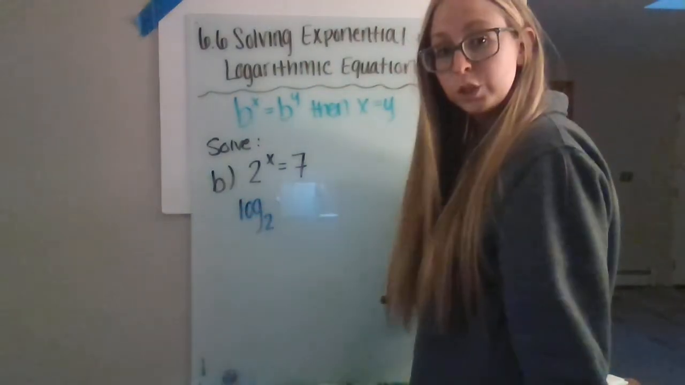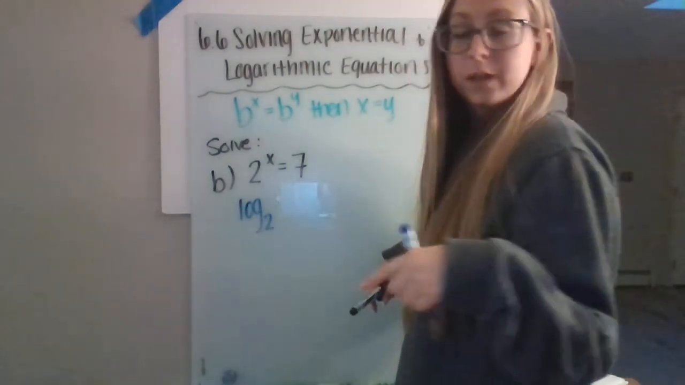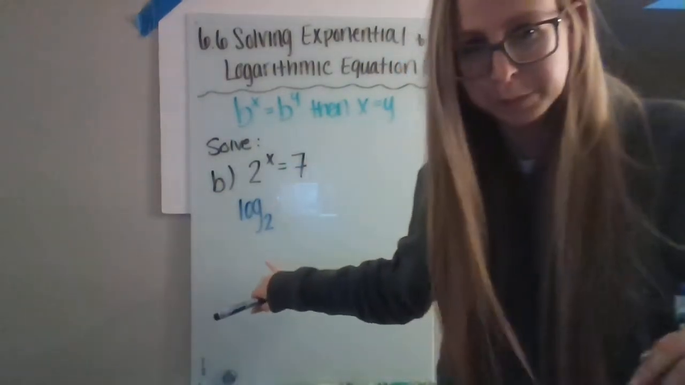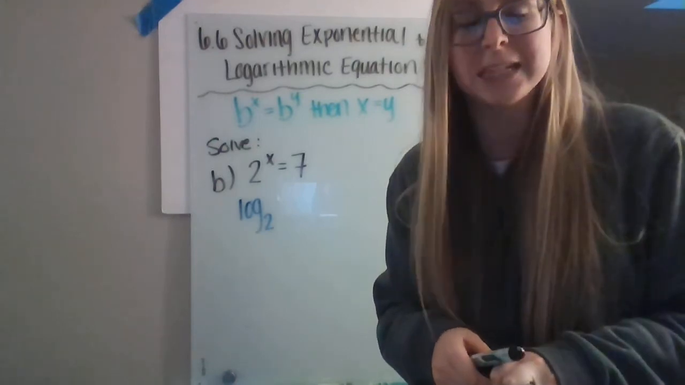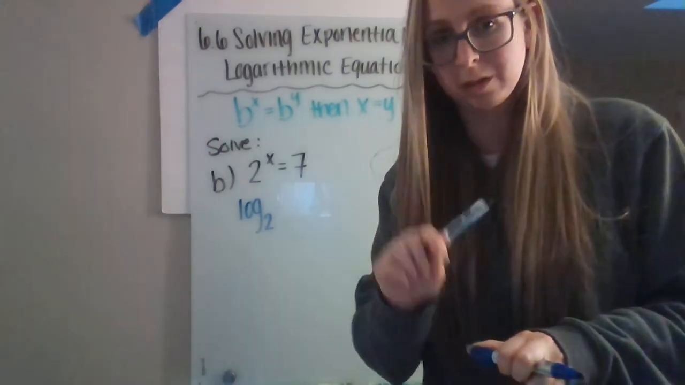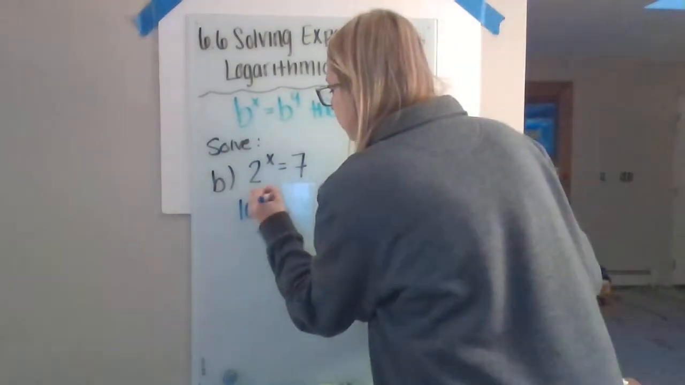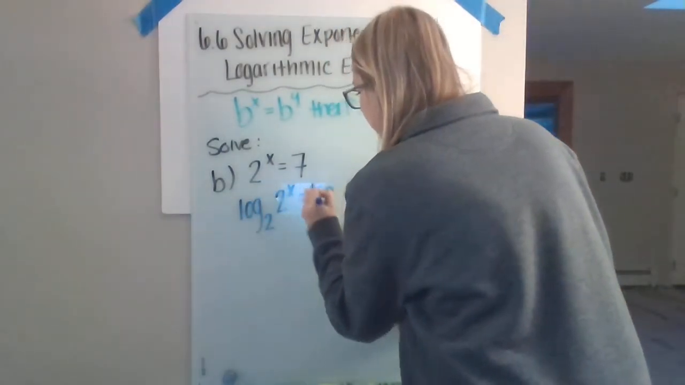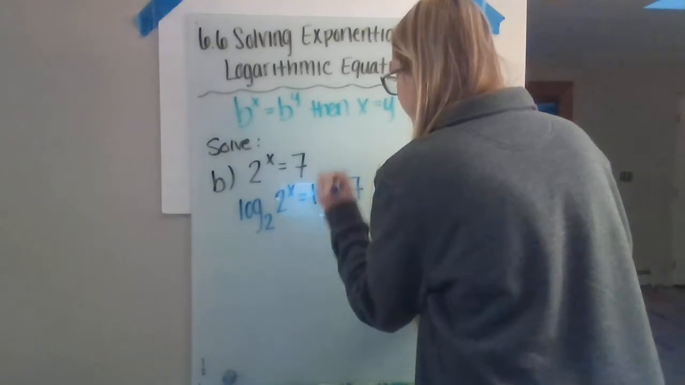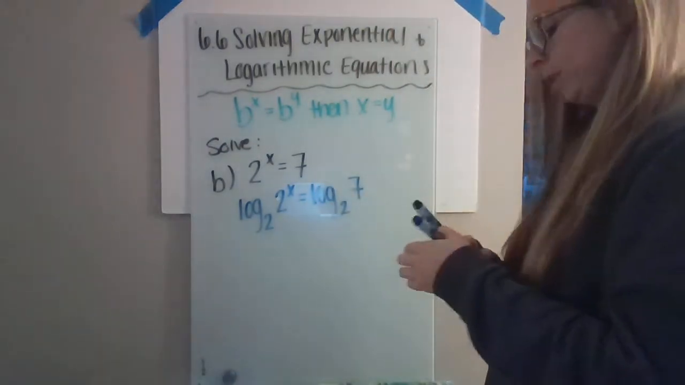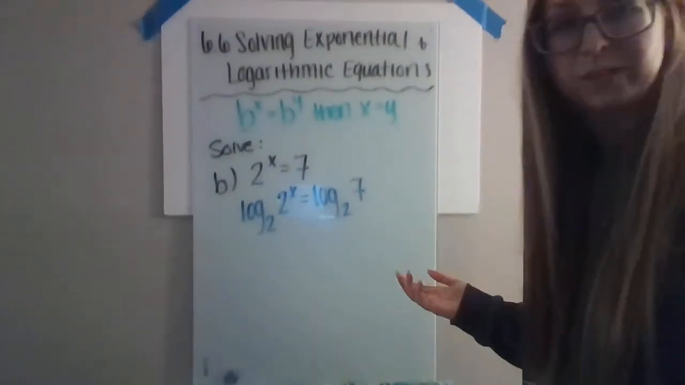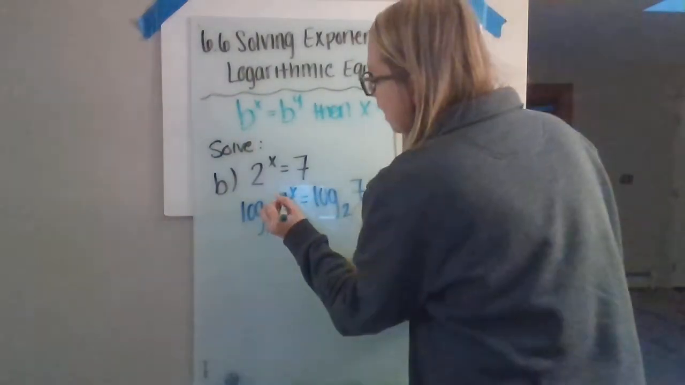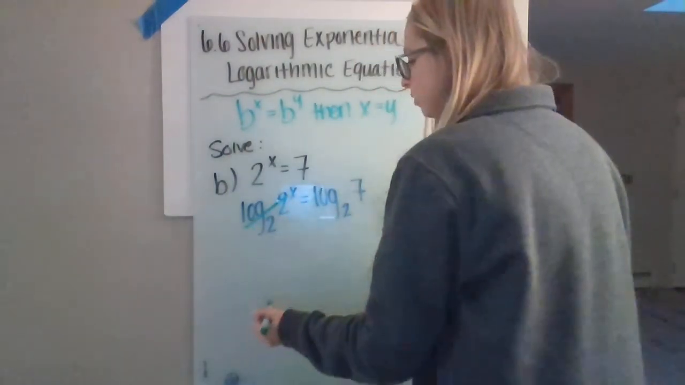So I'm going to put log base 2 on both sides. What I do to one side, I have to do to both. And I just want to point out, guys, this is not log times 2. A lot of you are making the mistake in the notes of writing log times 2. It's not times. It's log base 2. It's a subscript. So log base 2 of 2 to the x equals log base 2 of 7, and again, I have to balance my equation. Now that I have log base 2 of 2, I know from section 6.3 that those can cancel, and I'm left with x.